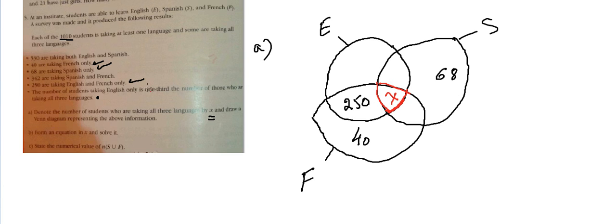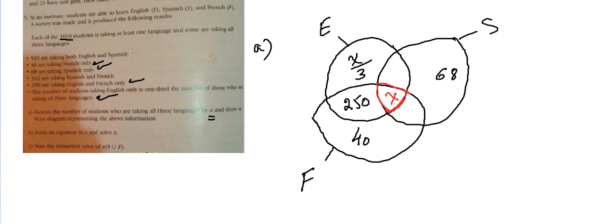All right? Now, let's go back to this one here. The number of students taking English only is 1/3 the number of students who are taking all three languages. English only is over here, no intersection with French, no intersection with Spanish. It's a third of the number of students who are taking all three languages. What do we have? We still have this one yet.